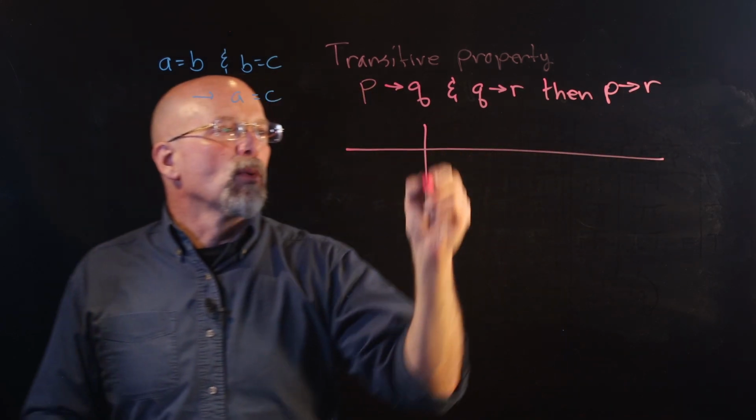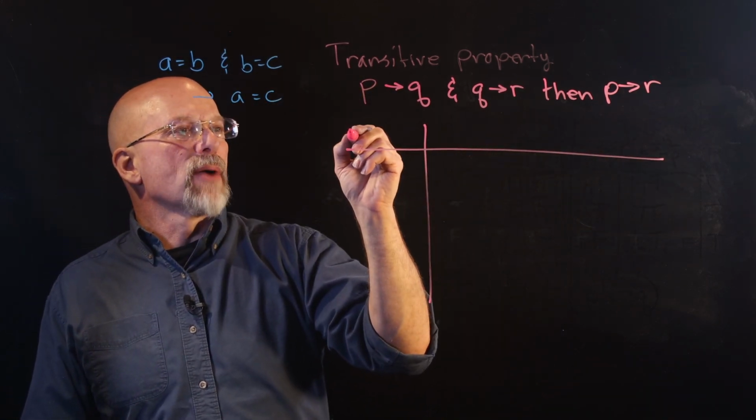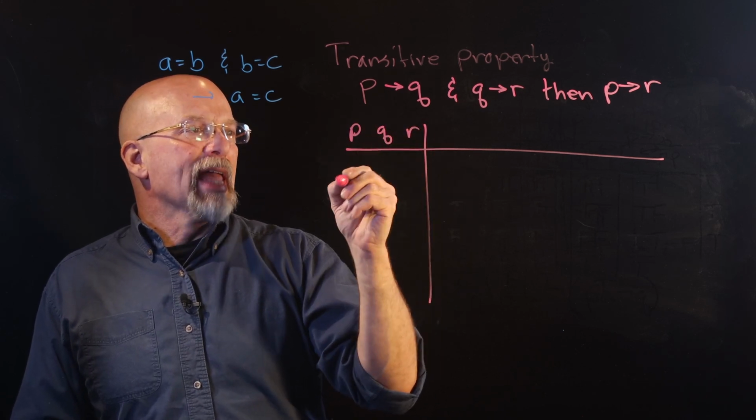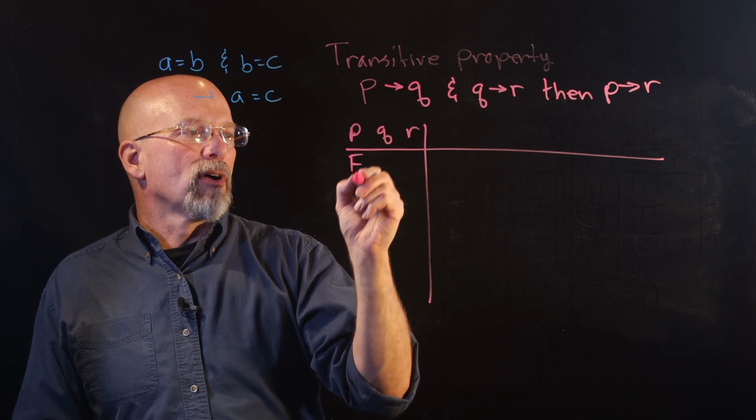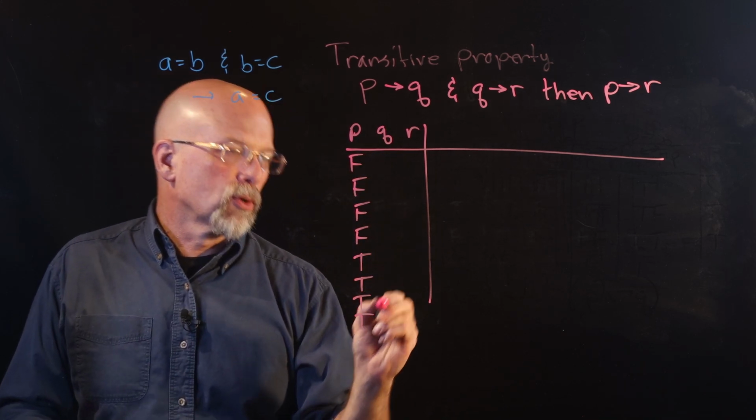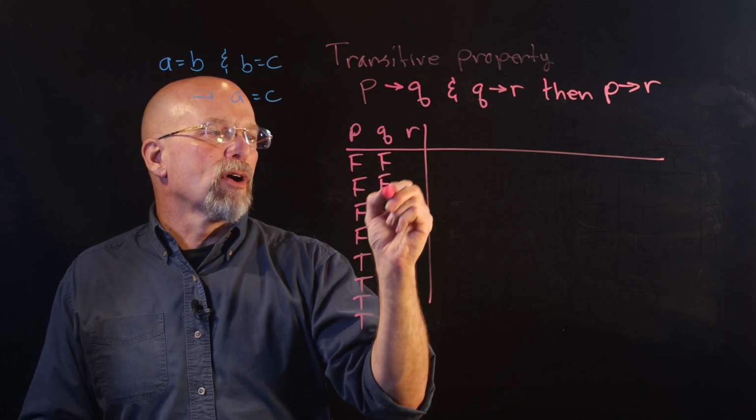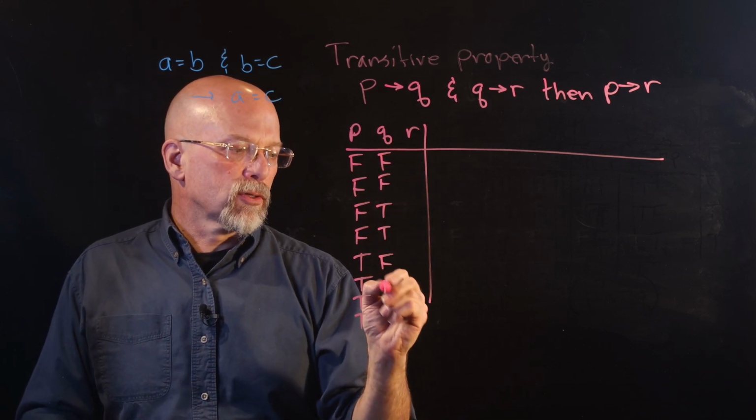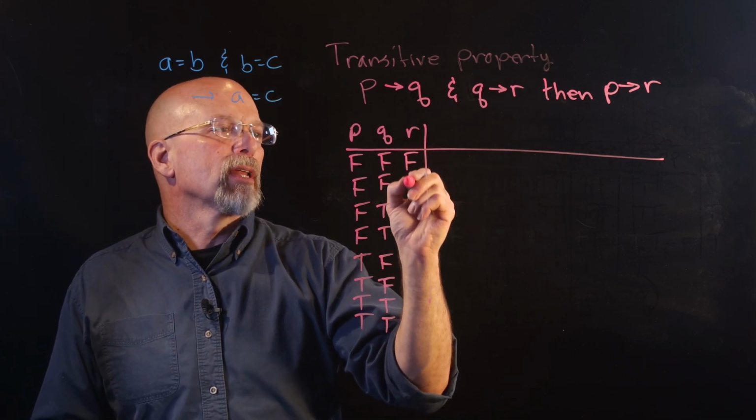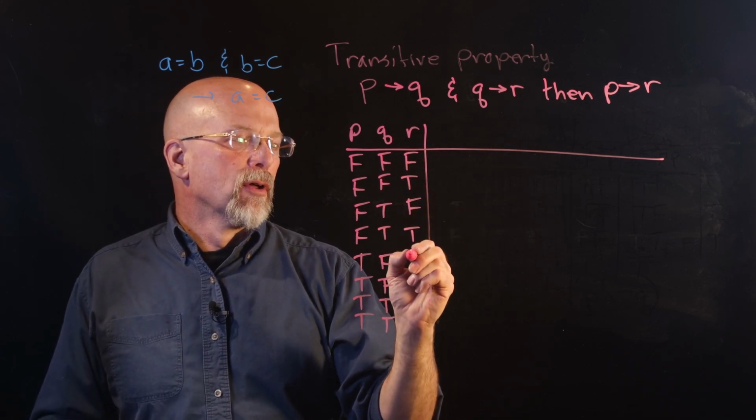Well, let's see if that works here. And what we've got is, now we have P, Q, and R. So let's see, there are 8 combinations this time. So we have false, false, false, false, true, true, true, true for P, and then false, false, true, true, false, false, true, true for Q, and then alternating false, true back and forth for R.